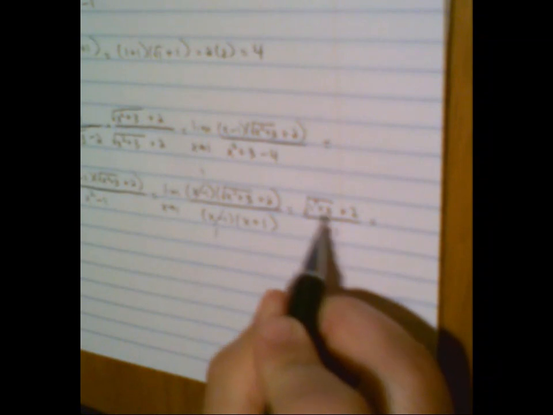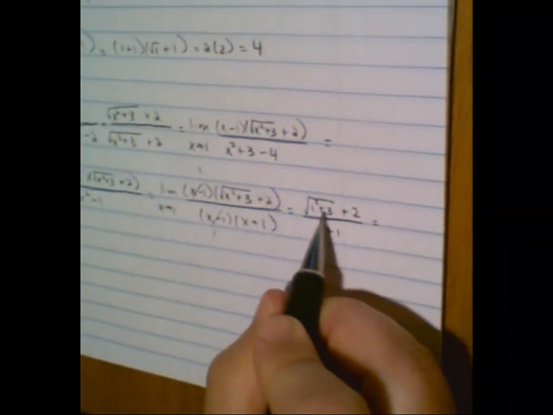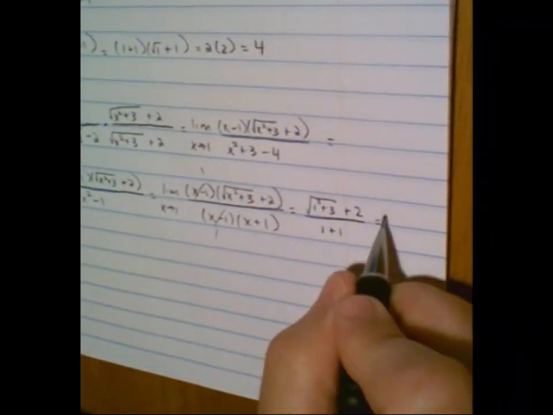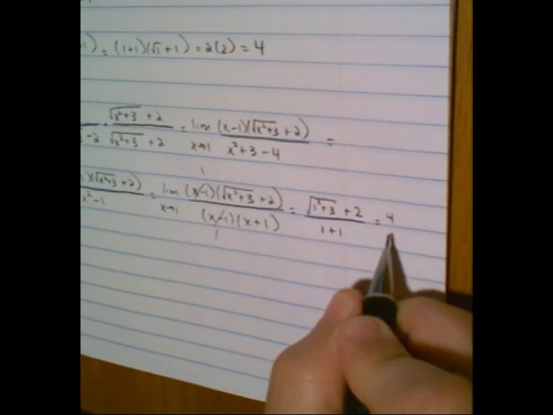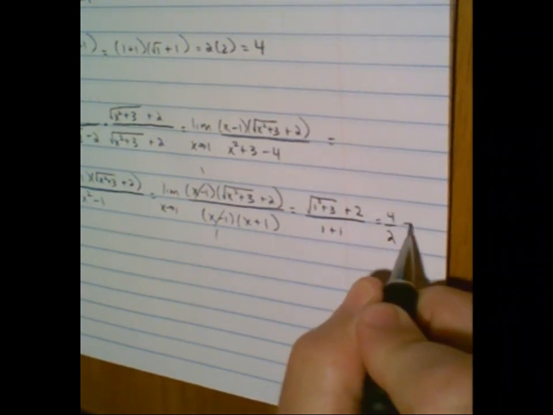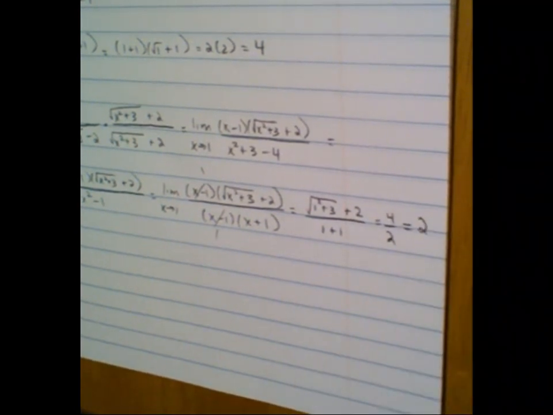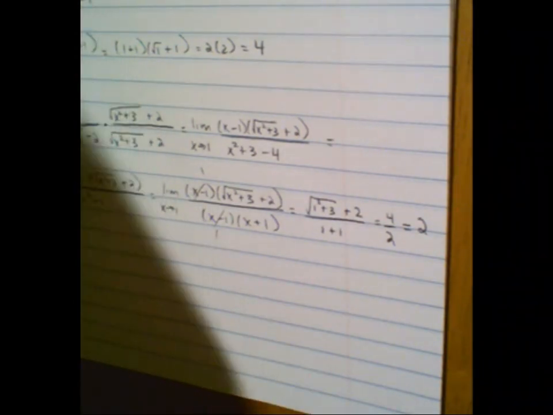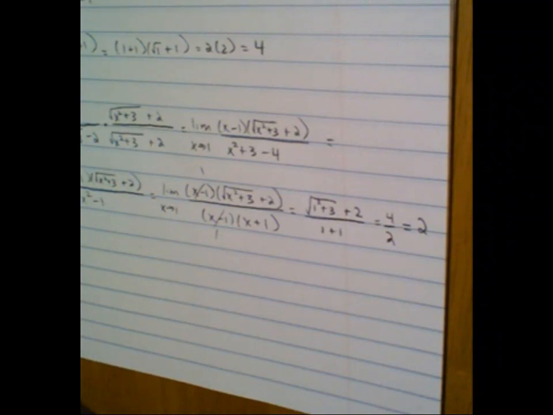1 squared is 1 plus 3 is 4. Square root of 4 is 2. 2 plus 2 is 4. 1 plus 1 is 2. 4 over 2 is 2. So the answer to number 12 is 2. The next one I'm going to do is number 17.